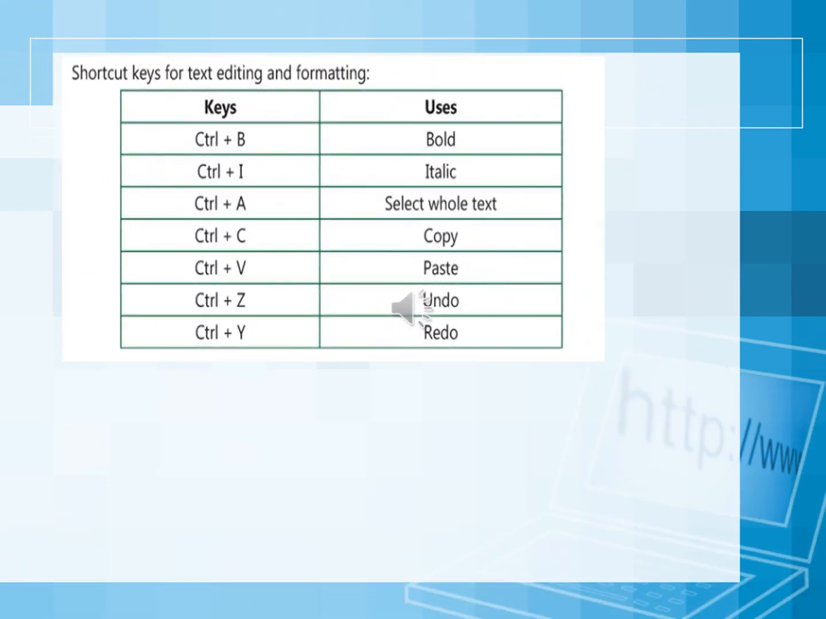Now we will learn shortcut keys for text editing and formatting. Ctrl plus B is used to bold the text. To change the text into italic, we will press Ctrl plus I. Select whole text. Now this is very easy. We all know, to select the whole text in your document, we press Ctrl plus A. To copy the selected text, we use Ctrl plus C. To paste that particular text, we use Ctrl plus V. Undo and redo: we all know Ctrl plus Z is used for undoing, and to redo, we use Ctrl plus Y.